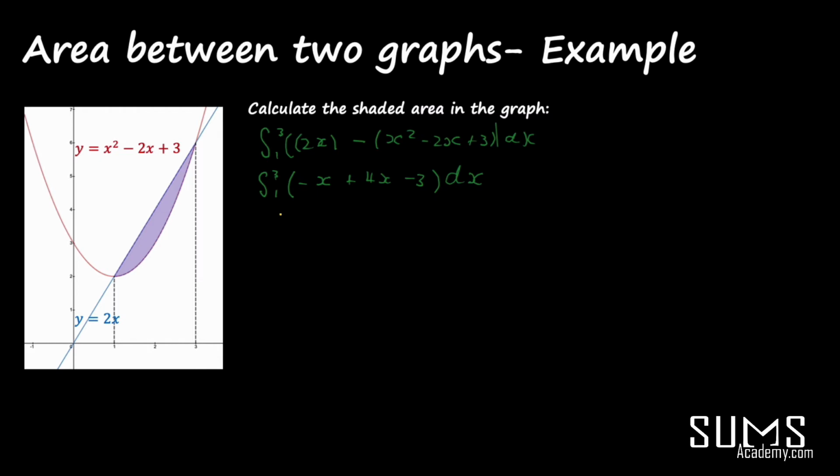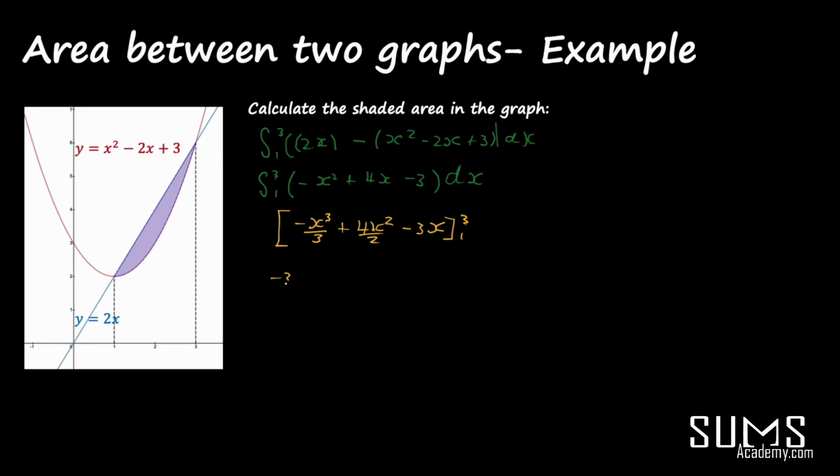Apologies, I've missed out a squared term here. So this will become minus x cubed over 3 plus 4x squared over 2 minus 3x between 1 and 3. What we want to do now is substitute in the limits.